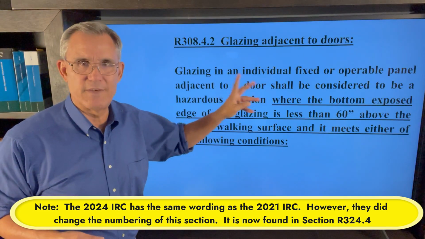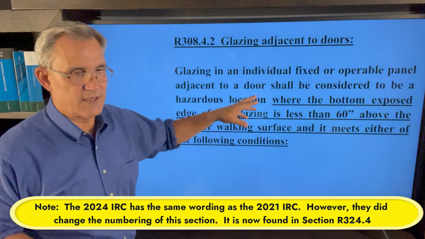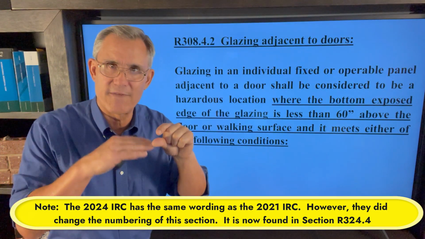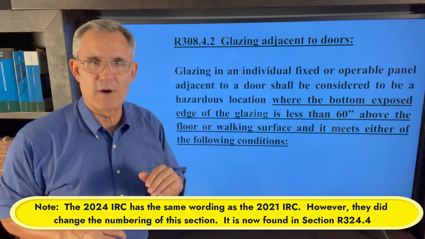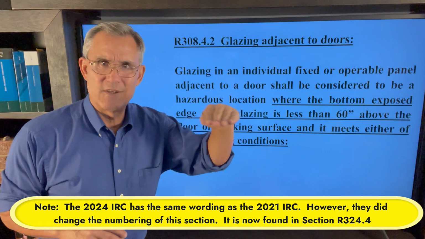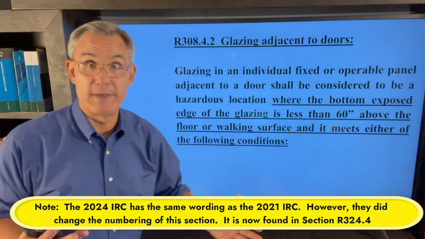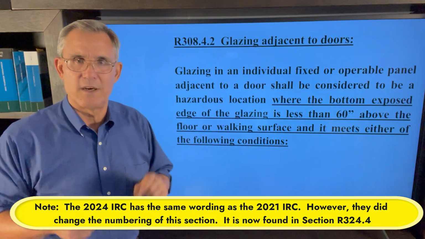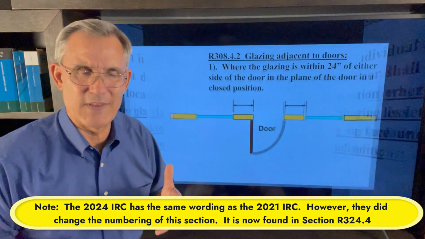So, adjacent to doors. It talks about, yes, if you've got glass, you're basically adjacent to doors. It says where the bottom exposed edge of the glazing, so not the frame, but the edge of the glazing, is less than 60 inches above the floor or walking surface. So 5 feet. So if you're 5 feet or below with these windows, this is going to be for you. And it meets either of the following conditions. So it's kind of a little list. So we've got to meet some things here.